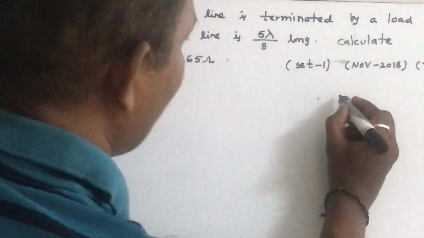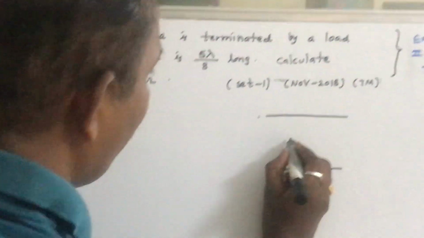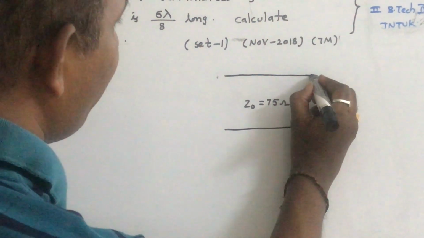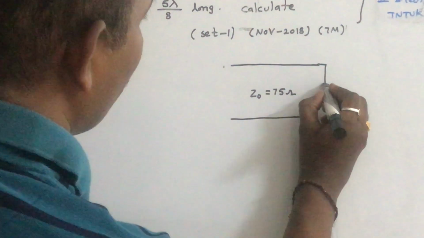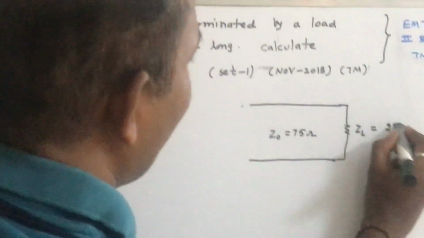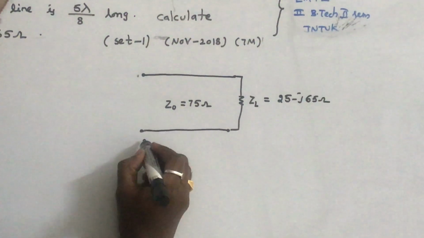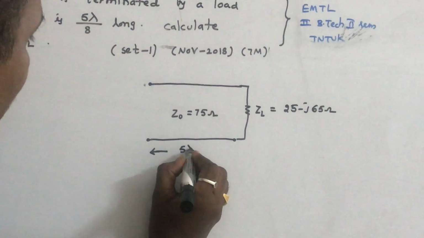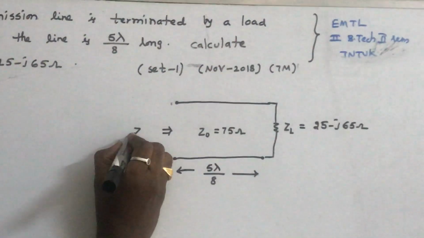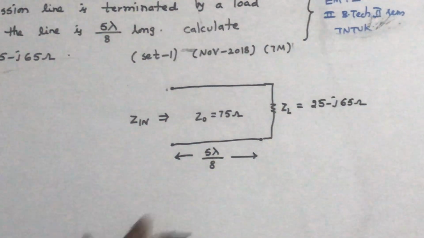Let us represent the given information. A transmission line is given with a characteristic impedance of 75 ohms, which is terminated in a load ZL. ZL is given as 25 minus j65 ohms. It is asked: the line is 5 lambda by 8 long, what is the input impedance of this line? This is the given question.